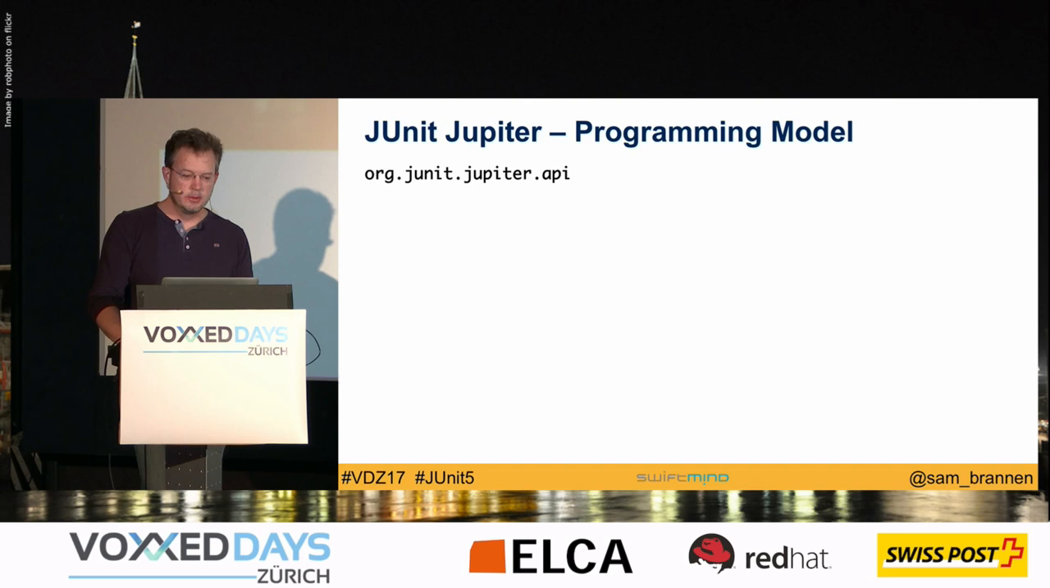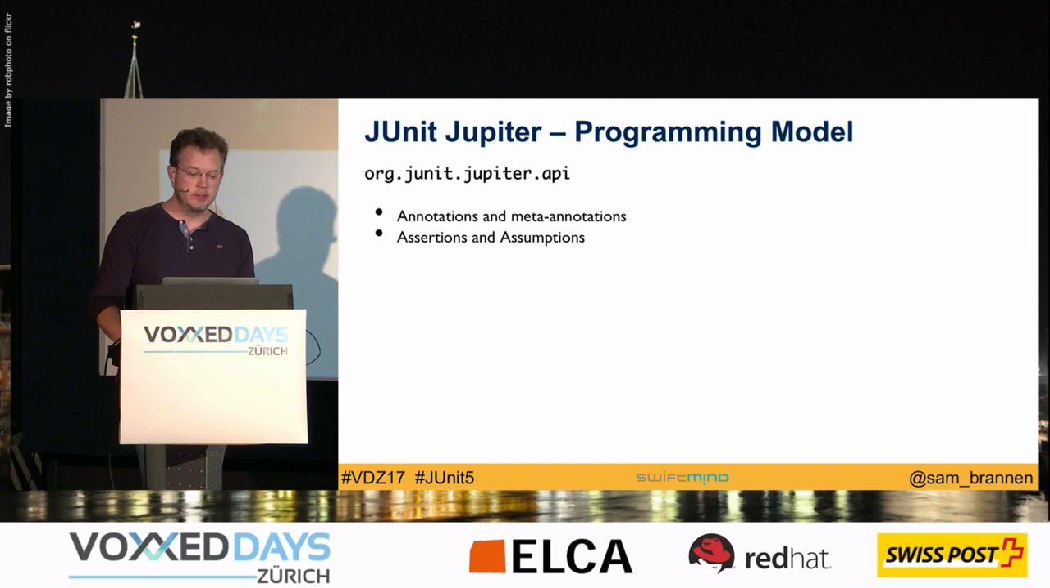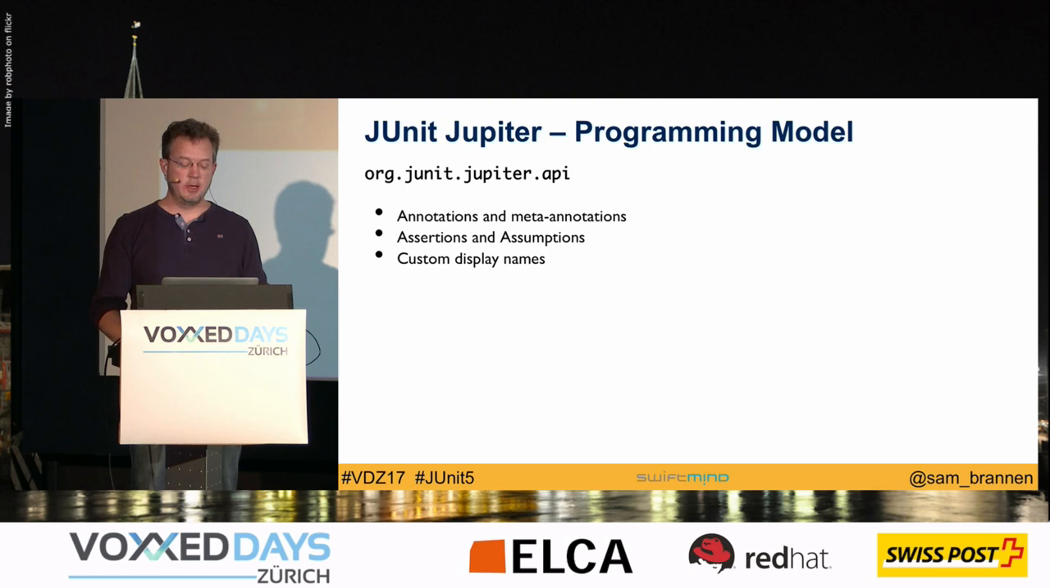In terms of the programming model, everything is in the new org.junit.jupiter.api package. So that's, again, what you're going to program against when you're writing your tests. That's where all the annotations and meta annotations are, assertions and assumptions, support for custom display names, which we didn't have in JUnit 4, but you might have seen in something like the Spock framework. Visibility. So things don't have to be public anymore. We removed that rule in JUnit Jupiter. So your test methods and classes no longer have to be public.